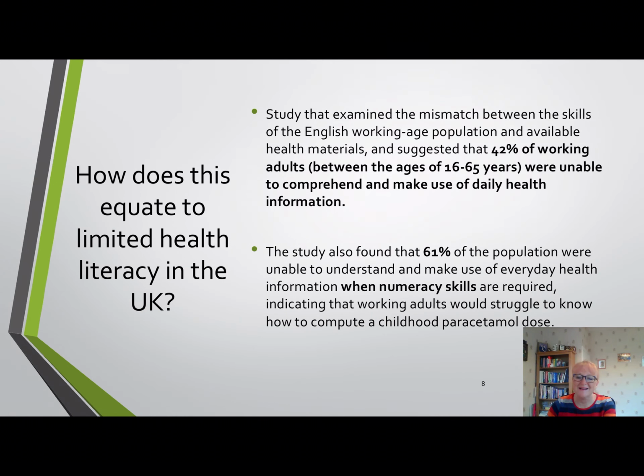So what does this actually mean then? We know that there is a big mismatch between the skills of working adults in the UK compared to the health material that is out there. And we do know from studies that 42% of working adults in the UK are unable to comprehend basic health information. We also know that that increases to 61% when we talk about the numeracy skills that are needed from our adult population.